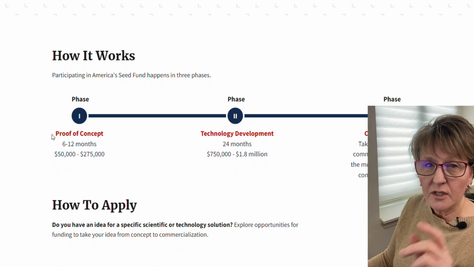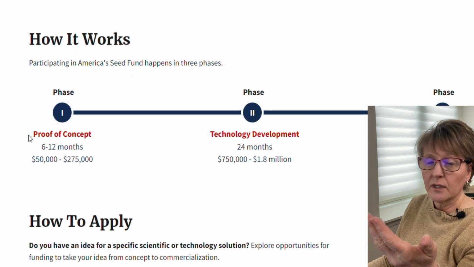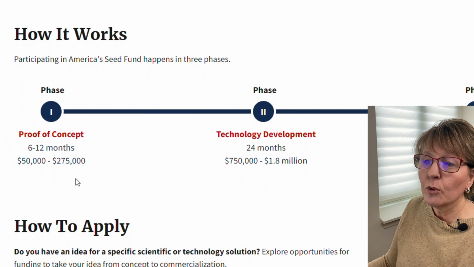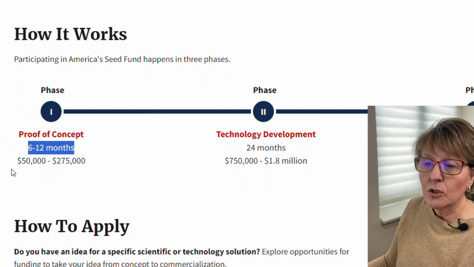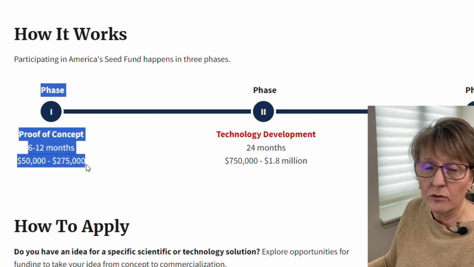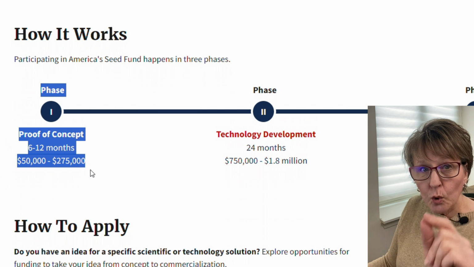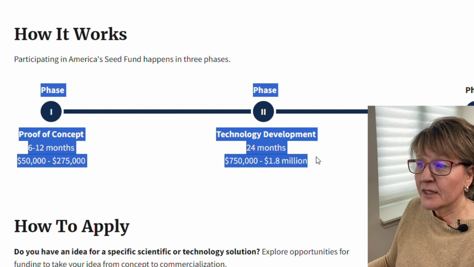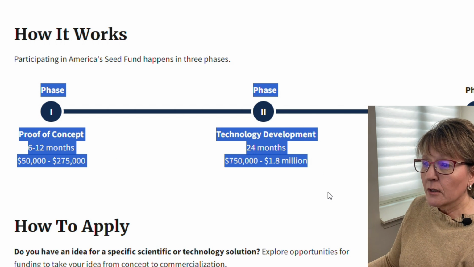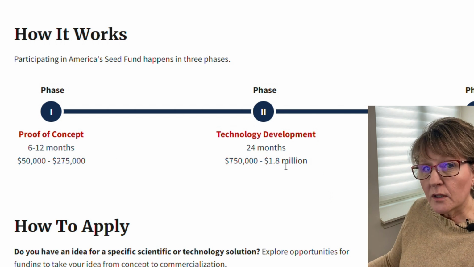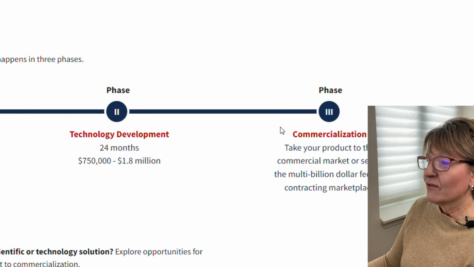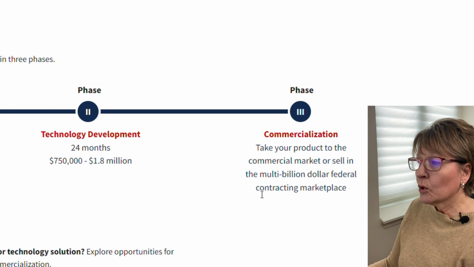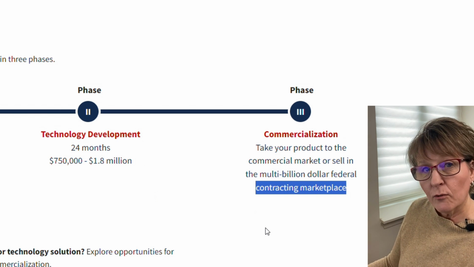Now, how it works. This is not you just click to see an application and fill in a form. This is time involved. Number one, proof of concept. 6 to 12 months. You can receive $50,000 to $275,000. That's the first one. Prove your concept. If sufficiently proven, you move on to phase 2. Technology development, 2 years, $750,000 to almost $2 million. Then phase 3, commercialization. Then you take it to market. Then you could also become a federal contractor.